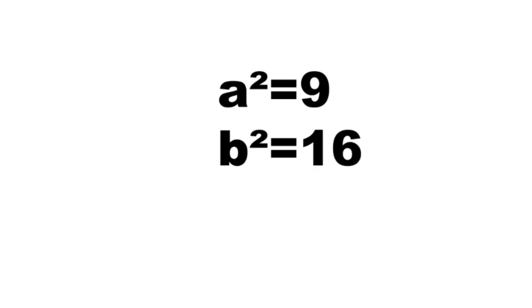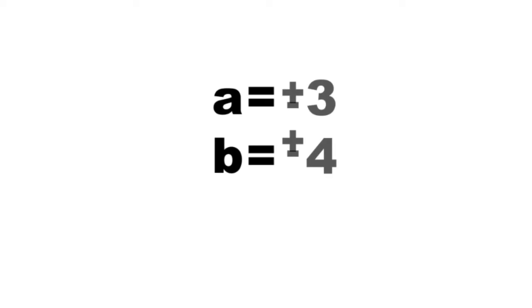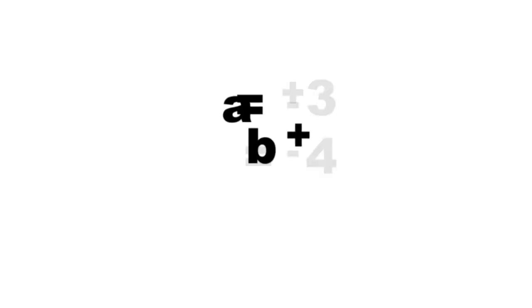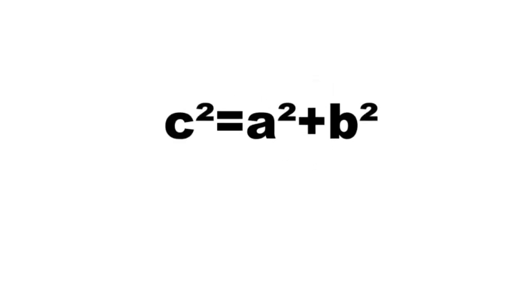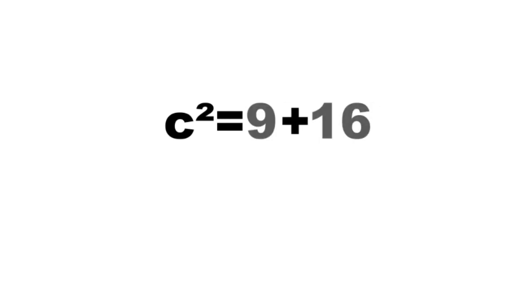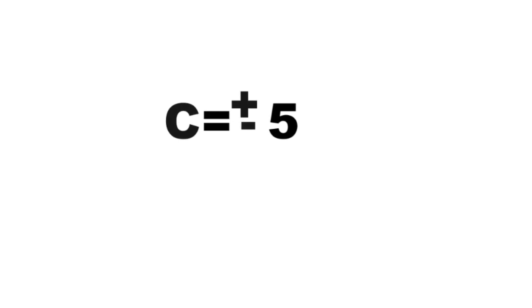To simplify this, we are going to take the square root, so a equals plus or minus 3 and b equals plus or minus 4. We also have c squared equals a squared plus b squared. From the values we have c squared equals 9 plus 16, so c squared equals 25. Getting the square root, we have c equals plus or minus 5. This is our value for the distance from the center to the foci.